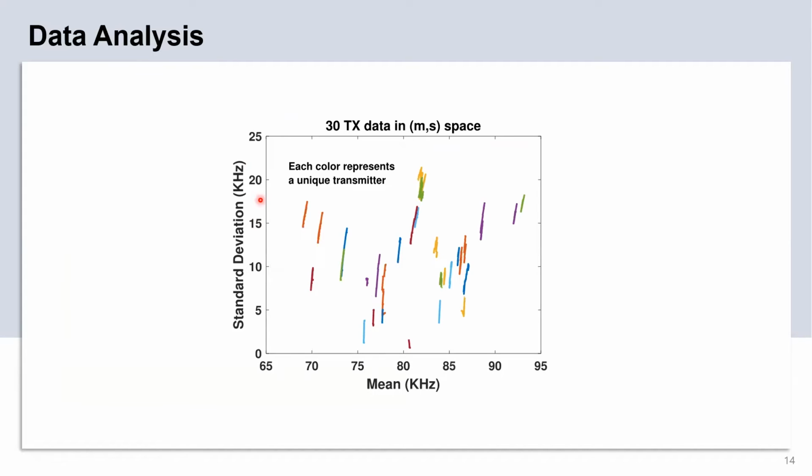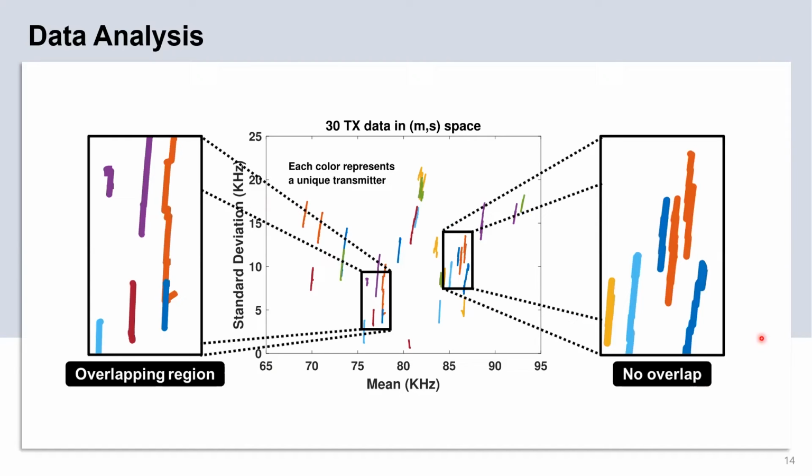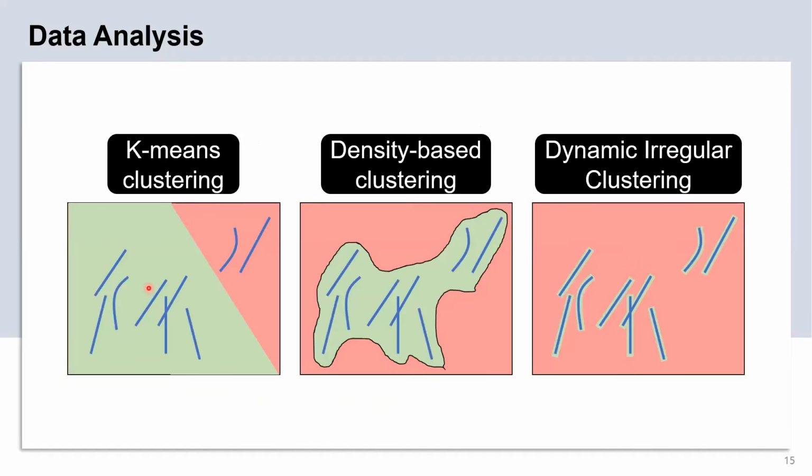Each device evolves with time, so they look linear, just like a moving point forming a line. One important thing is most of the clusters are non-overlapping, as shown on the right inset, but a few clusters are overlapping, as shown on the left inset. This is like the situation where two people have similar voice patterns, which is not so common, but happens.